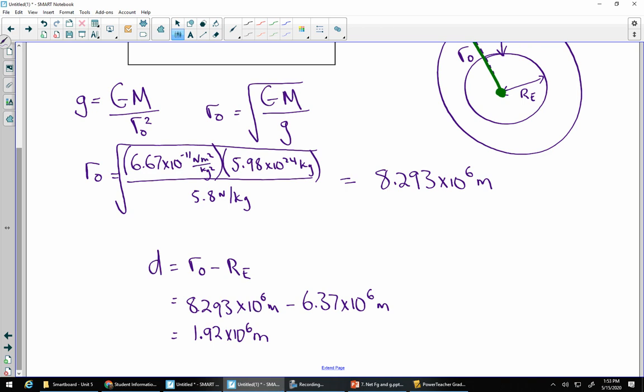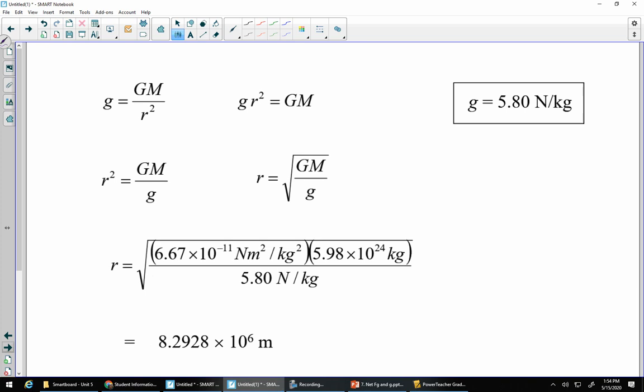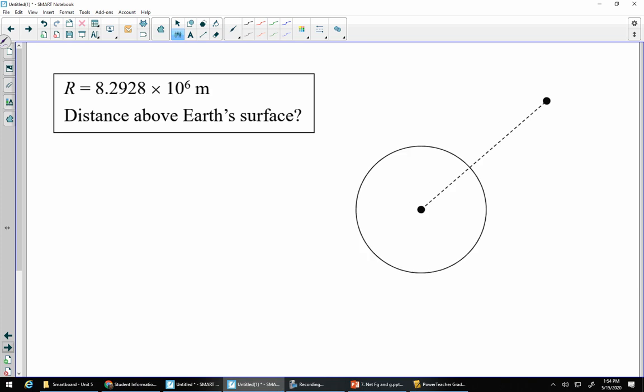Or, in other words, I think that's 1,920 kilometers. Or sorry, let me do that one more time. 1.92 times 10 to the power of 6 divided by 1,000. Having a tough day here. 1,920 kilometers above the surface of the Earth. So definitely not on the surface of the Earth. Cool. So, I got my work done for myself here.